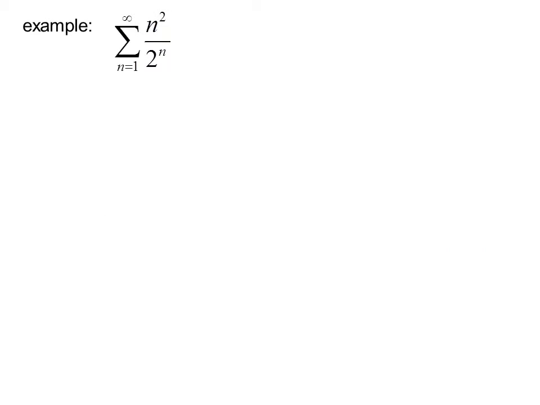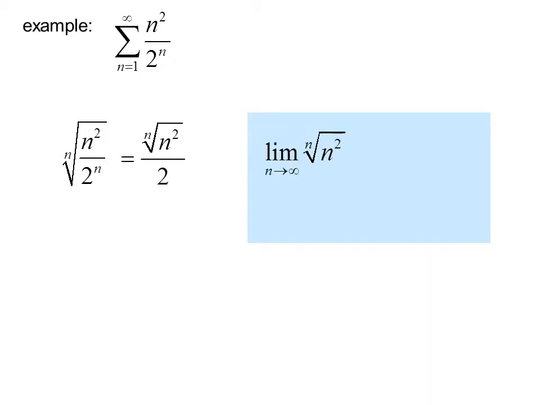Example, the summation from n equals 1 to infinity of n squared over 2 to the n. We have the nth root of n squared over 2 to the n, which we could rewrite as the nth root of n squared over 2. If we evaluate the limit as n goes to infinity of the nth root of n squared, that's the same as the limit as n goes to infinity of the nth root of n, quantity squared. Now what happens here?